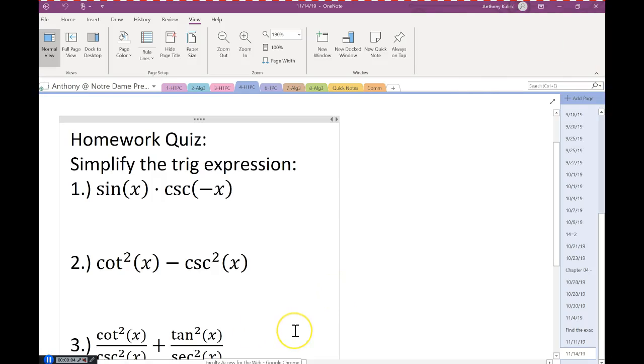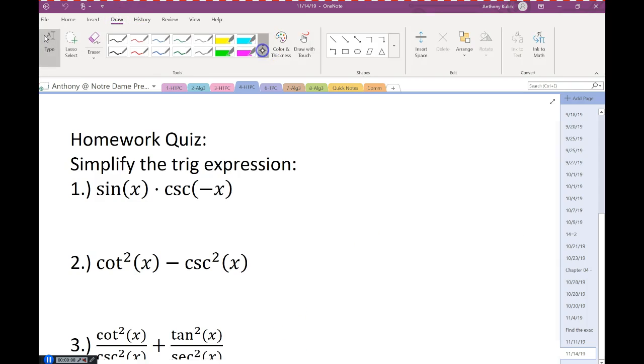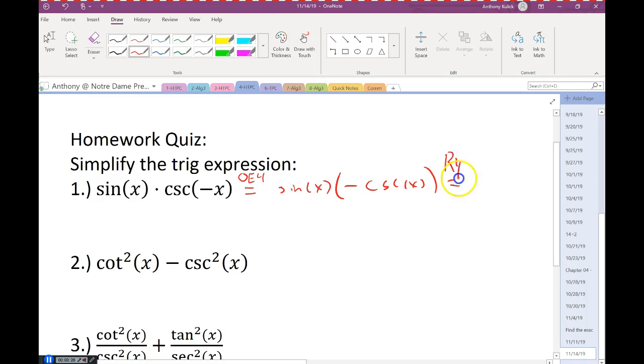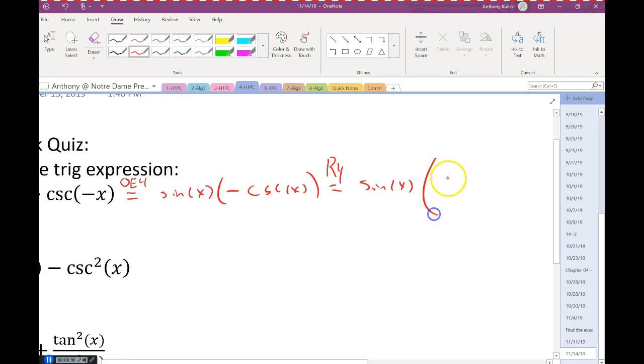For number one, I would start by using one of the odd-even identities. Specifically, I would use 4. And then I'm going to use reciprocal identity 4. And then I'll just reduce to get -1.